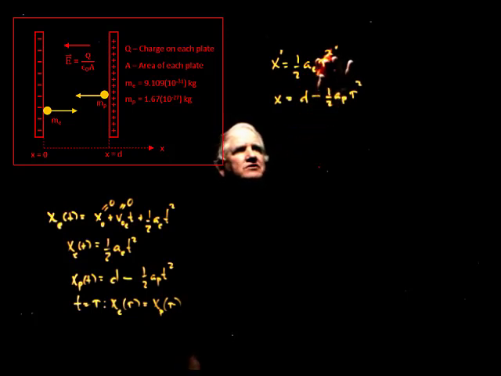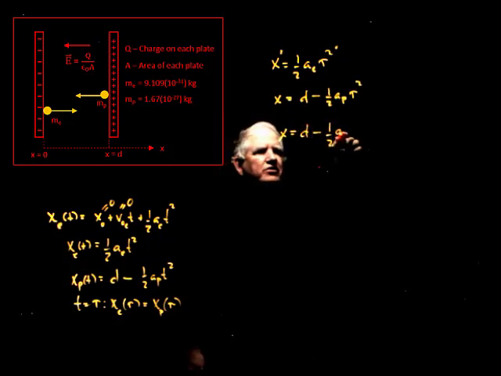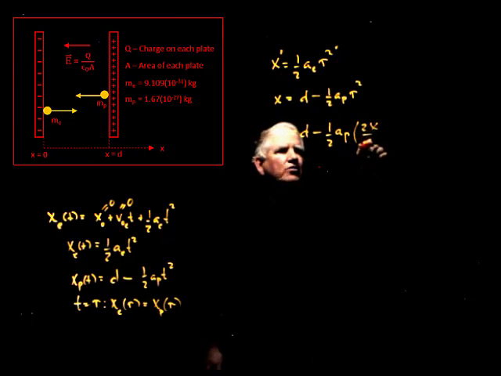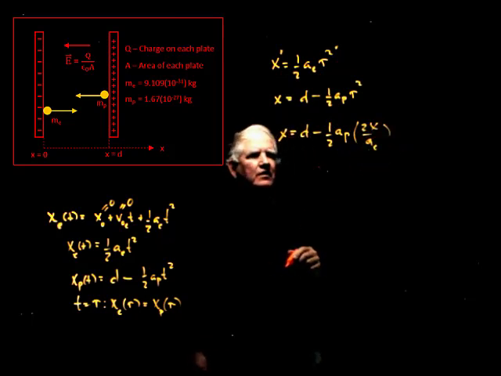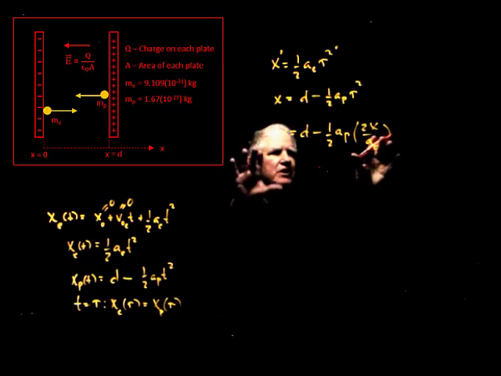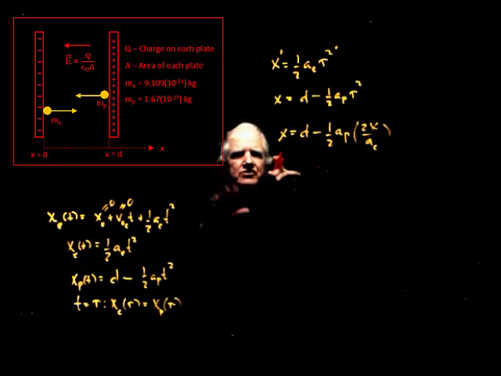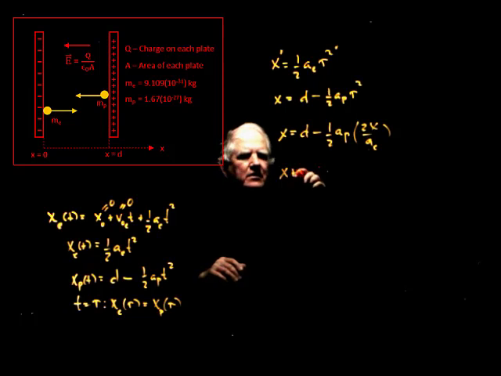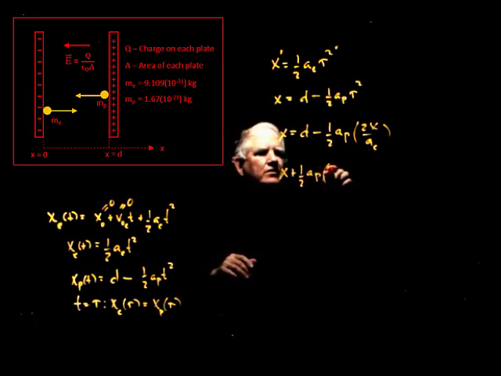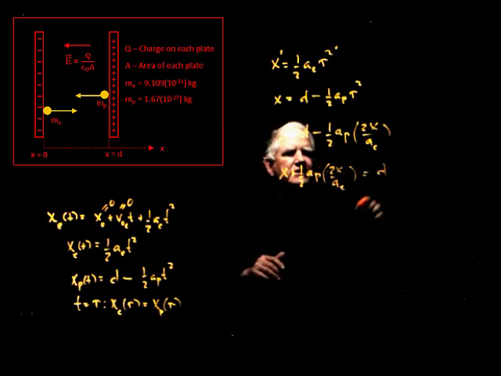So I'm going to take this tau squared and plug it into the second equation, and I'm going to end up with one equation in the unknown x. That's just exactly what we want. So tau squared in this case is 2x all over a sub e. All right. I'm just going to isolate x now, so I'm going to bring this term over to this side. x a sub e is equal to d.